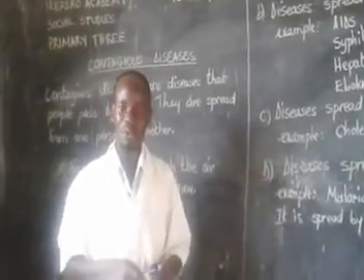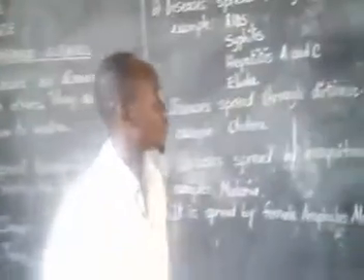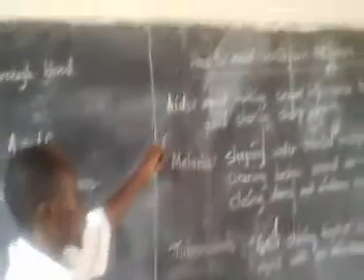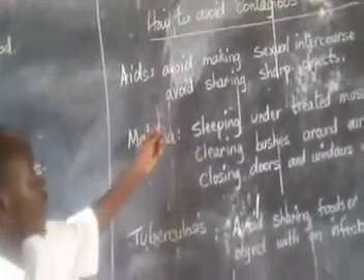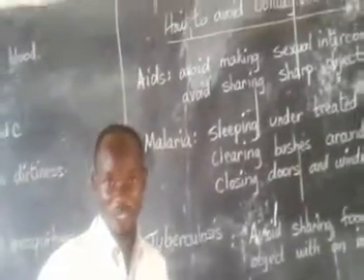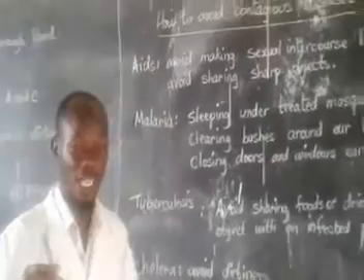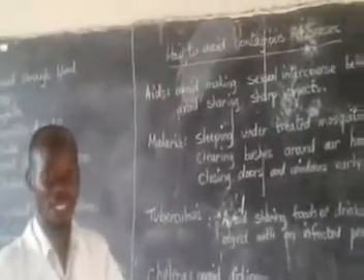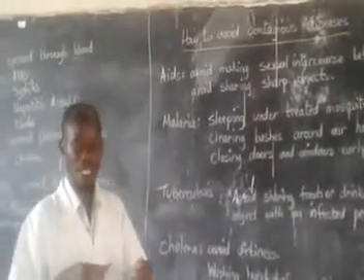Then I ask you, what do we have to do to avoid this kind of diseases? Look at here. How can we avoid AIDS? What can we do? Avoid having sexual intercourse before marriage, okay? And avoid sharing sharp objects. When we say sharp objects, these are objects that can cause you to bleed, okay? Like the compass, like the razor blade.